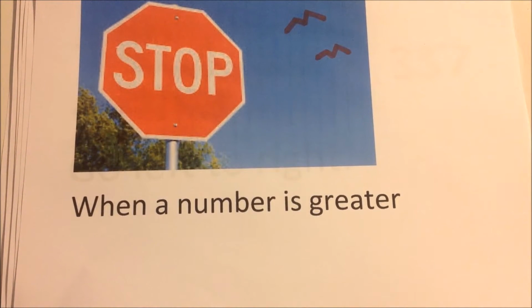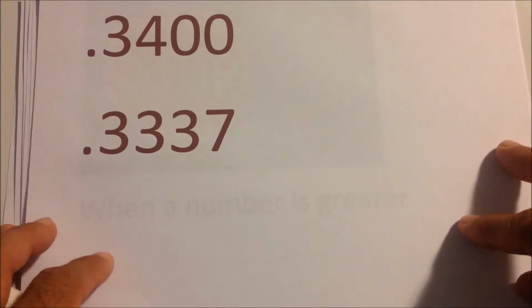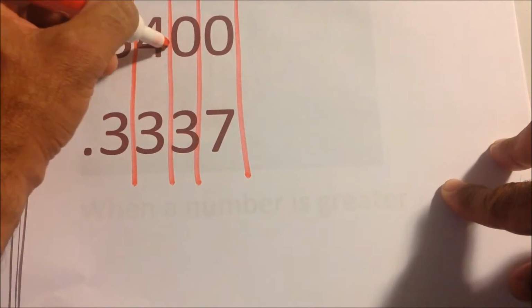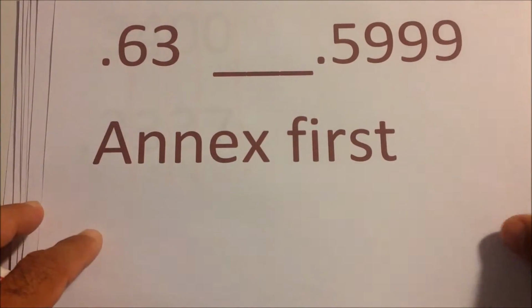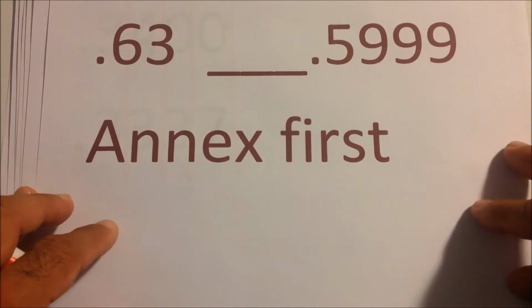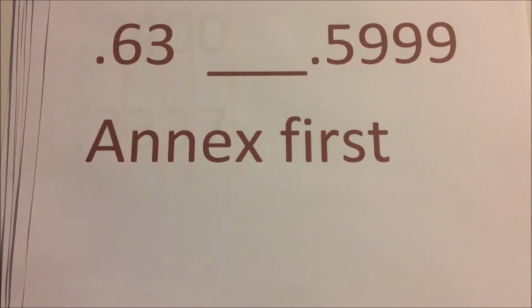Okay. So again, one more time. We go left to right. You can make these lines if you want to help you. They both had a 3, but there was a 4 here, and we stopped right away. 0.34 is greater. So, see if you can do this by yourself now. What is the bigger number, the greater number? So annex first. That means align. See what you can do.